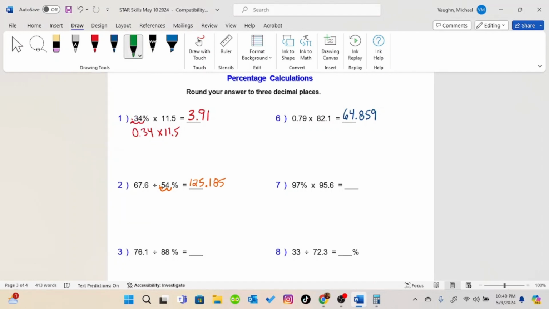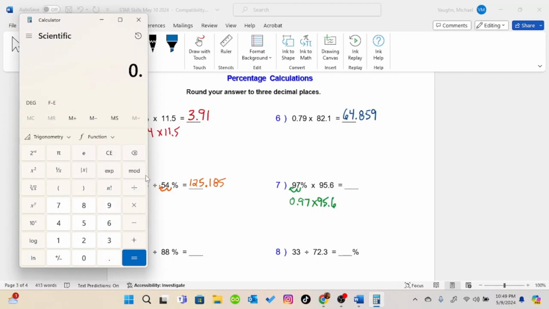Number 7, 97% times 95.6. We take the decimal point and we move it 2 spots to the left. And now we have 0.97 times 95.6. And our answer is 92.732.